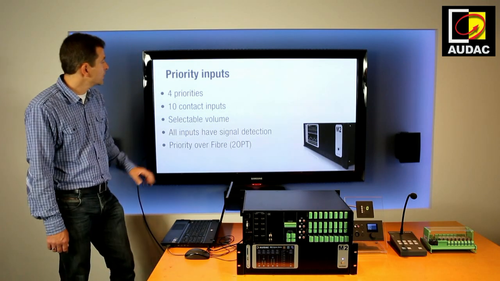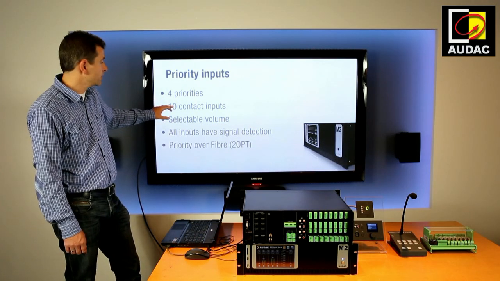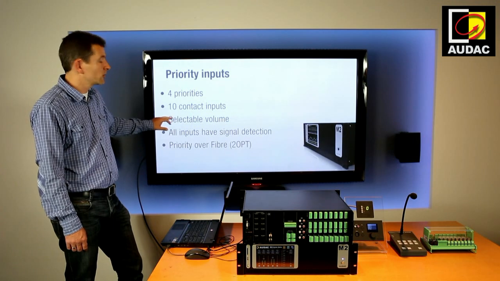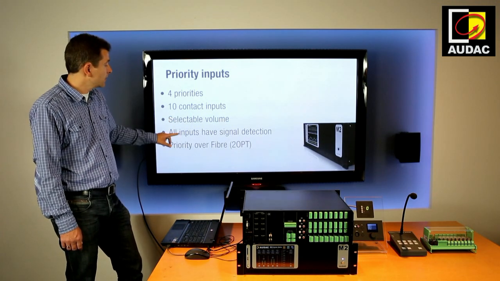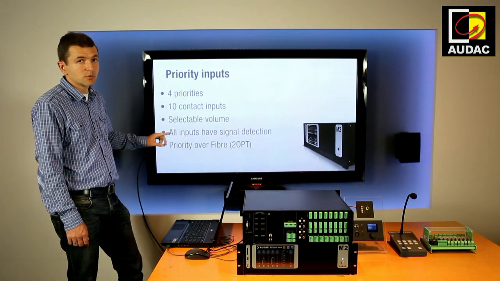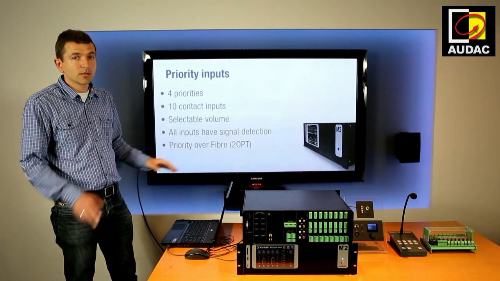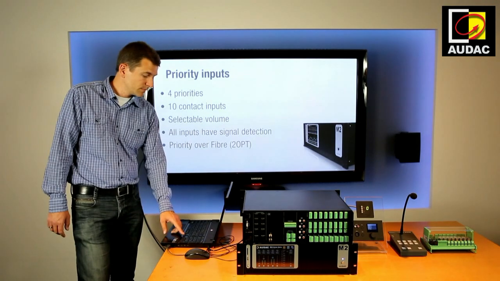Priority inputs. We have 4 priorities, 10 contact inputs to trigger priority, with selectable volume on each output. All inputs have signal detection, so you don't have to use the contact inputs, you can use straight inputs with signal detection. And we can send the priorities over fiber to other R2s or M2s.